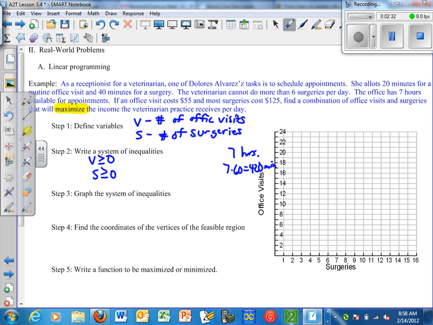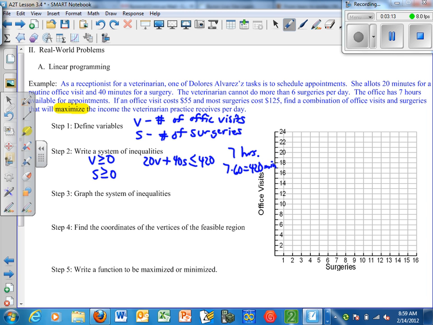So we're going to write a third one here. It's 20 minutes for an office visit, so 20V, and then we're going to add on a combination of office visits and surgeries, 40 minutes for a surgery, so 40S, and the most we have available is 420 minutes. So that has to be less than or equal to 420. This will be the number of minutes for office visits, 20-minute appointments times how many, plus 40 for surgeries times how many surgeries. And that total, when I add them together, has to be less than or equal to 420.